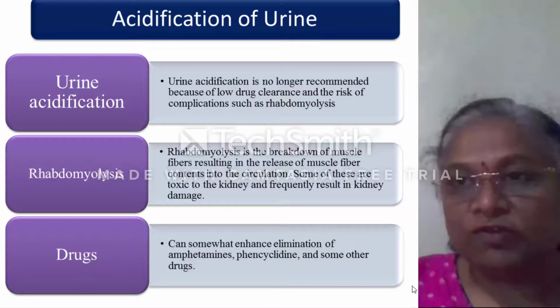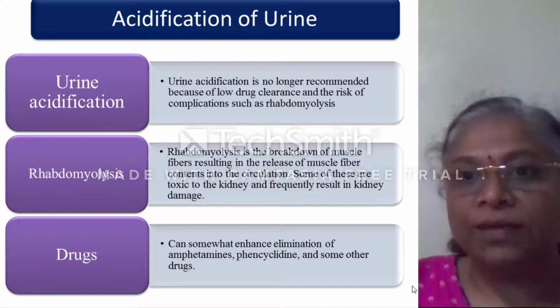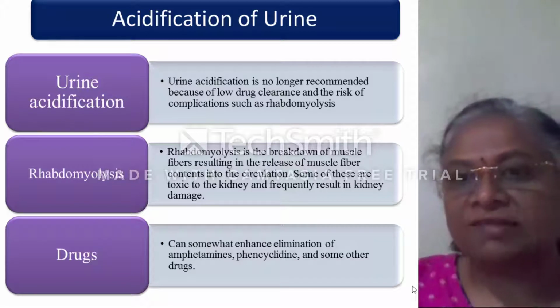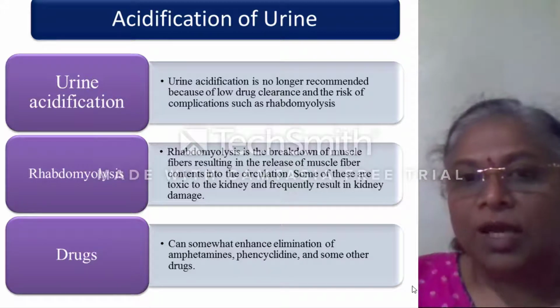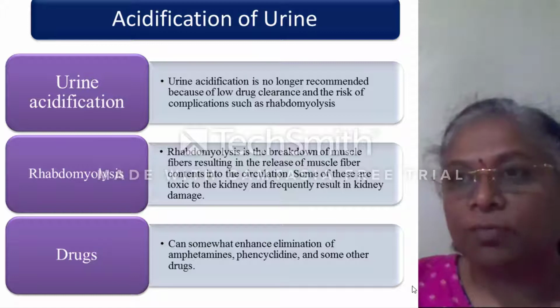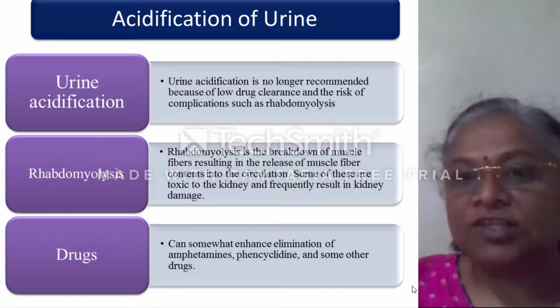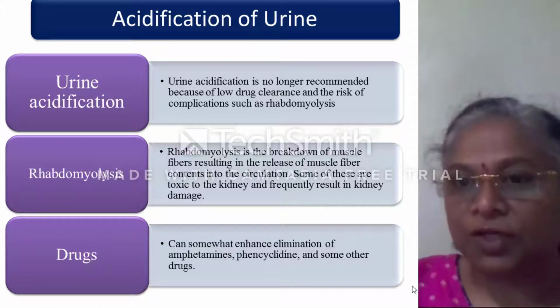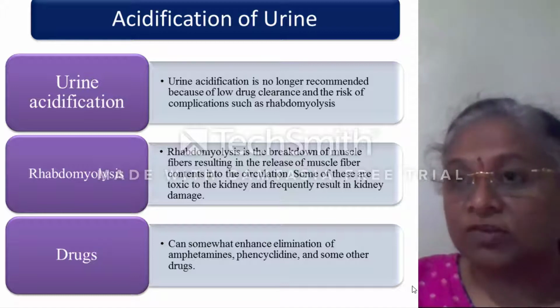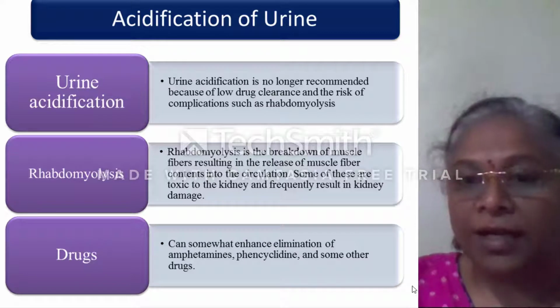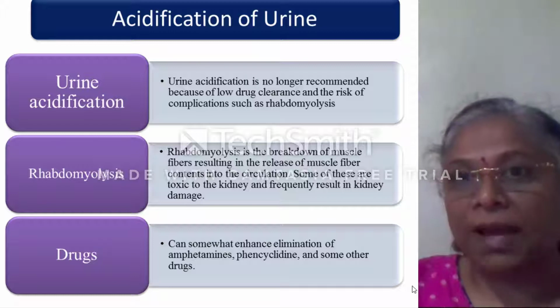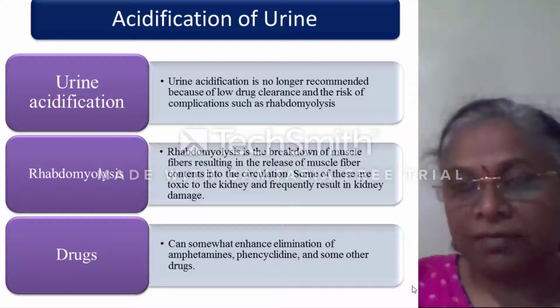Next, as I told you, the second technique is acidification of the urine. It is no longer recommended nowadays because of the low drug clearance and the risk of many complications such as rhabdomyolysis. Rhabdomyolysis is the breakdown of the muscle fibers which results in the release of the muscle fiber contents into circulation, and some of these are toxic to the kidney, and if done frequently may lead to damage of the kidney. Drugs which can be removed by this technique are usually amphetamine, which is a weakly basic drug.